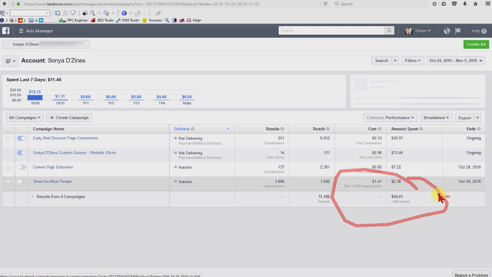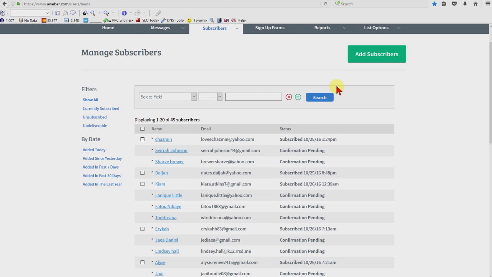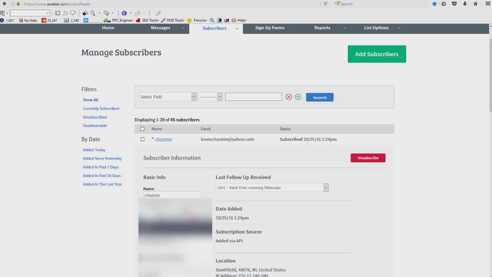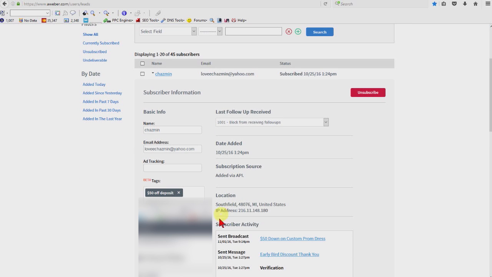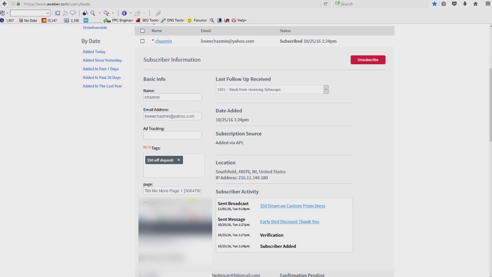And so for this $54.03, if we go over here to our autoresponder, we see that we were able to acquire a total of 45 subscribers. Now, these subscribers are, in fact, the leads that we generated from the ad campaigns. And not only did we get their email information, but we also acquired the telephone number.